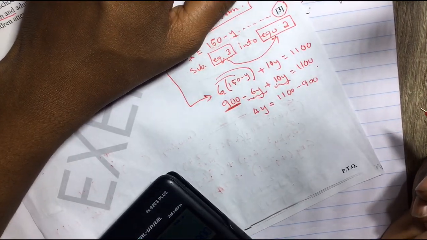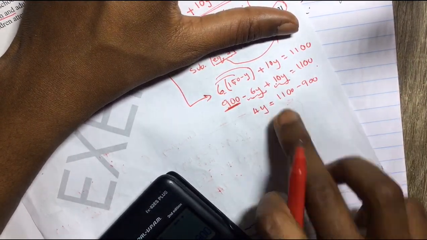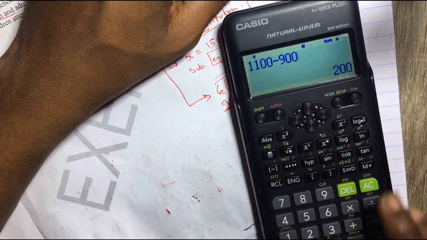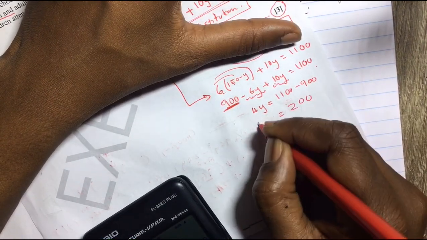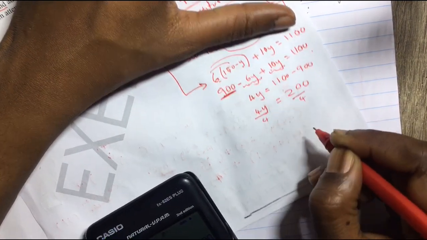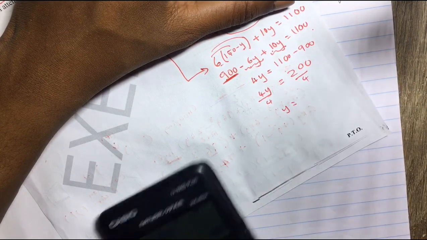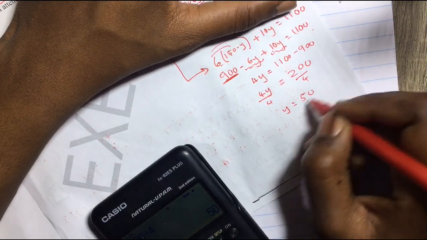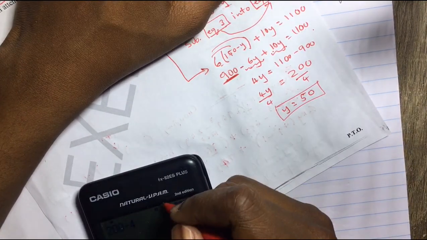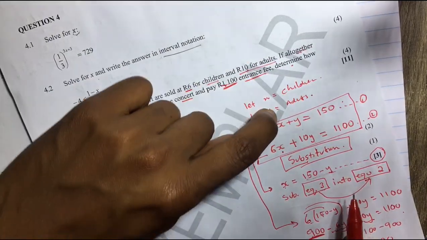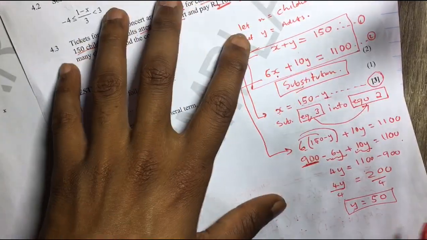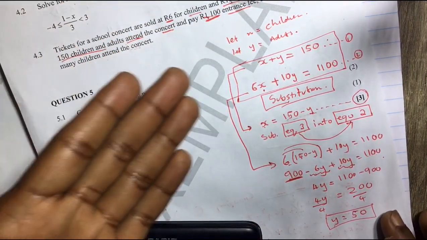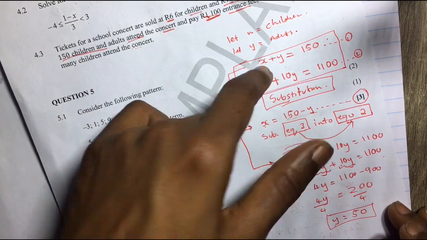Do you all see how I got this one? This is how much? This is 200. 4y equals 200, divide 4 over 4. And then 4 goes into that. Even if you know the answer, you just press on the calculator to make sure that you avoid mistakes. So y represented what? Adults. So according to this working, there are 50 adults. In total, there are 150. So you can just see that x should be 100.